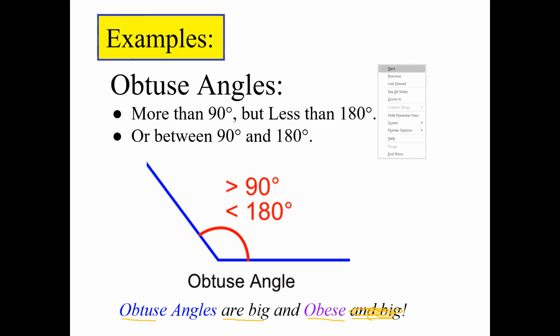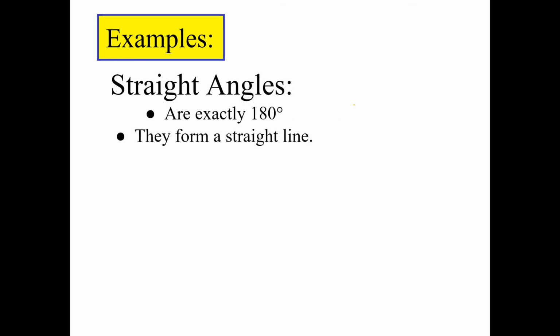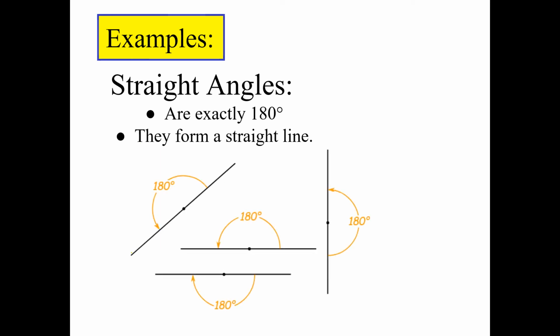Then you have the last example, which are our straight angles. They are exactly 180 degrees. And what that means is that they form a straight line. So even if they're turned diagonal, or they're upside down, or they're horizontal, every one of these is a straight angle. They're flat.